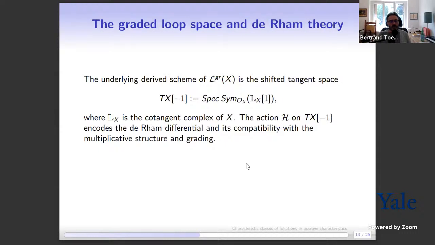If you do all of this with the circle, the non-graded circle, what you would find instead is Hochschild homology with the Connes operator instead of forms with the Durham differential.